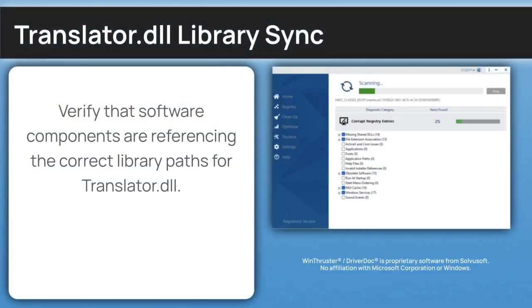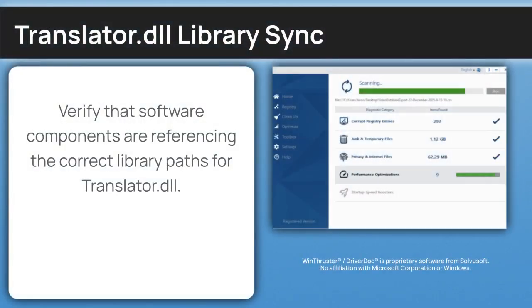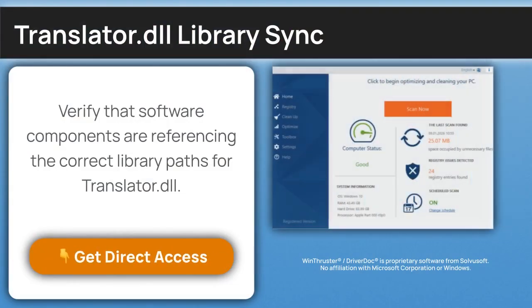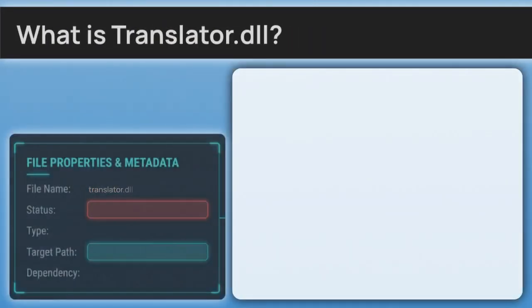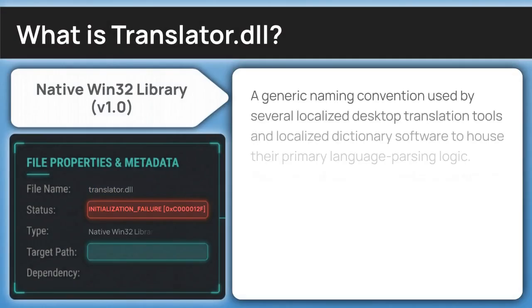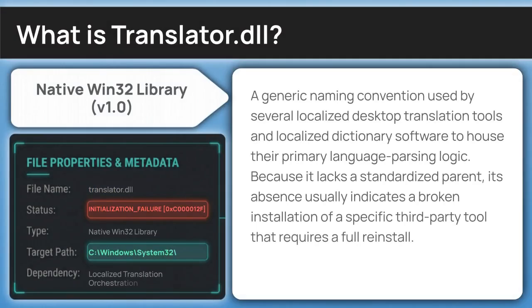To begin our Translator Library troubleshooting, choose between the manual path or a resource for standardized maintenance. This is the Translator Library, a generic naming convention used by several localized desktop translation tools and localized dictionary software to house their primary language parsing logic. Because it lacks a standardized parent, its absence usually indicates a broken installation of a specific third-party tool that requires a full reinstall. Now let's dive into the solution, starting with a standard reinstallation.